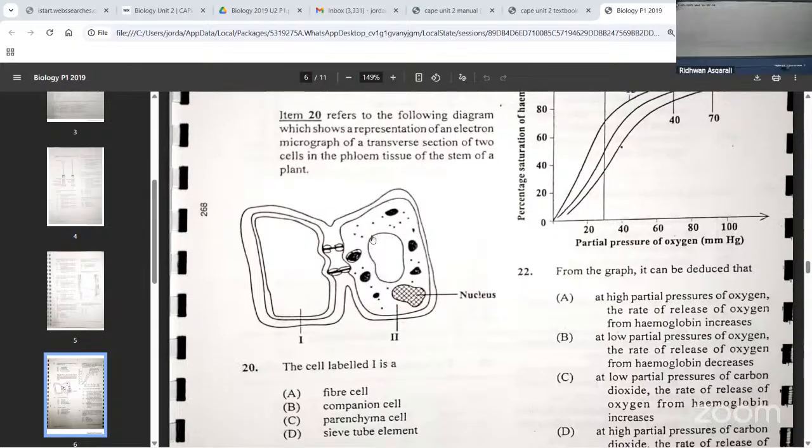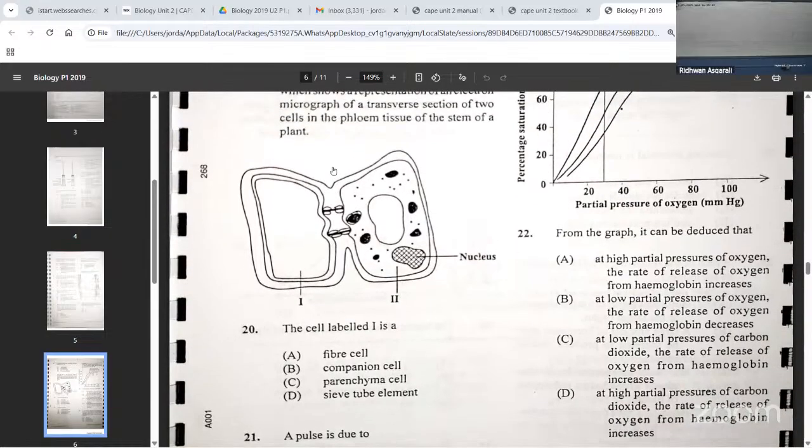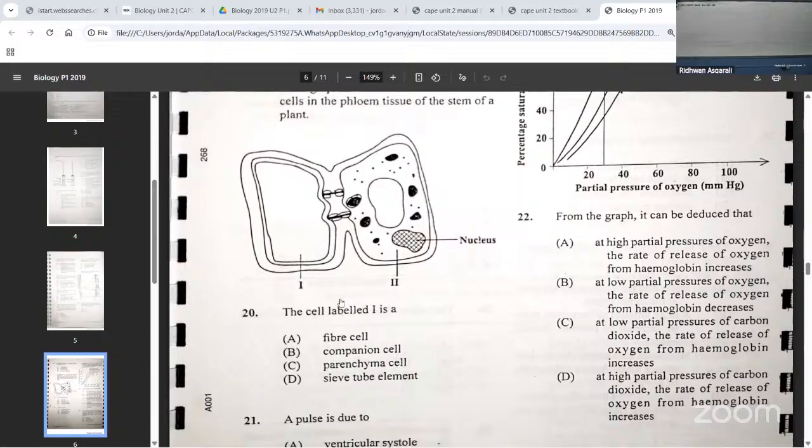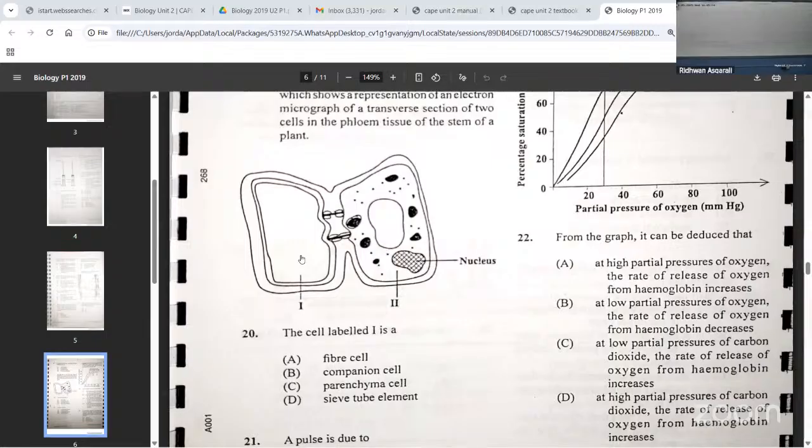Right, okay, so item 20 refers to the following diagram, which is a representation of an electron micrograph of a transverse section of cells in the phloem tissue of a stem of a plant, right? The cell labeled 1 is what? So again, it's phloem tissue, so most likely the cell labeled 1 would be what? B, the companion cell, yep, so that's correct, right? So 20 is the companion cell.